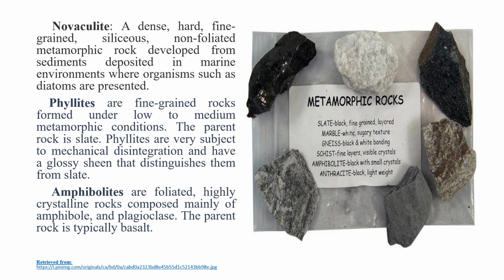Phyllites are fine-grained rocks formed under low to medium metamorphic conditions. The parent rock is slate. Phyllites are very subject to mechanical disintegration and have a glossy sheen that distinguishes them from slate. Amphibolite is a foliated, highly crystalline rock composed mainly of amphibole and plagioclase. The parent rock is typically basalt.